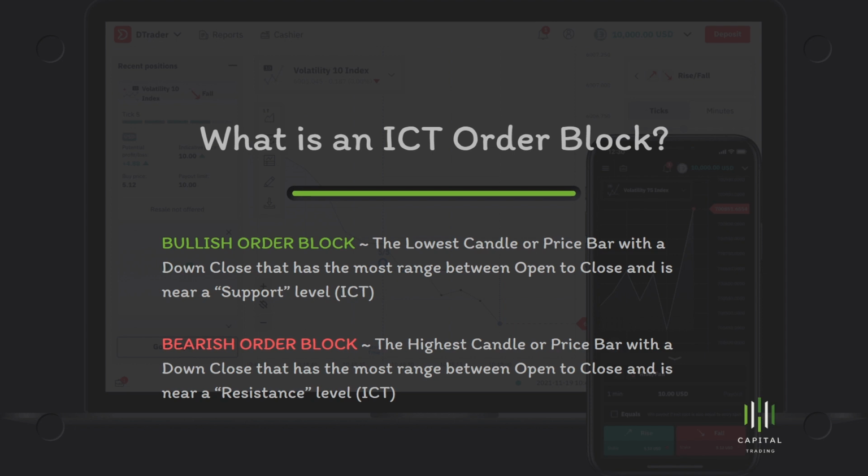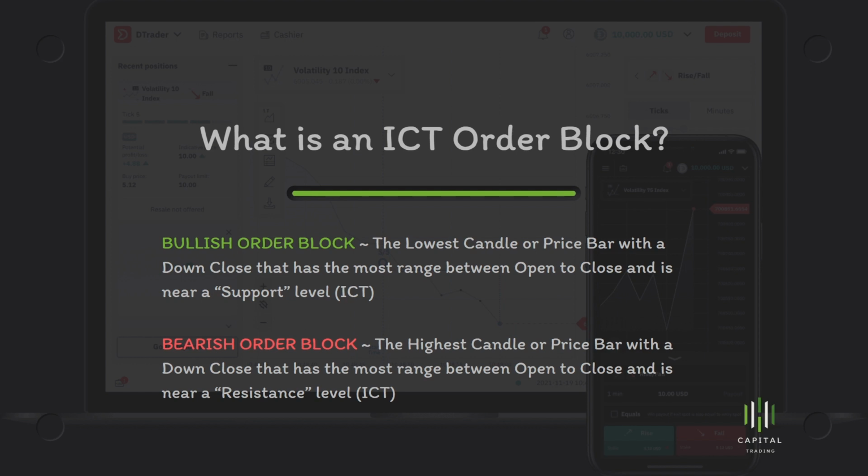And for a bearish order block, we look at the highest candle or price bar with a down close that has the most range between open to close and is near a resistance level. I want you to note this: we are talking about most range. You'll realize that we might see two candles that might look like order blocks, but we are going to choose the one with the most range because that seems to be the one with more strength, right?